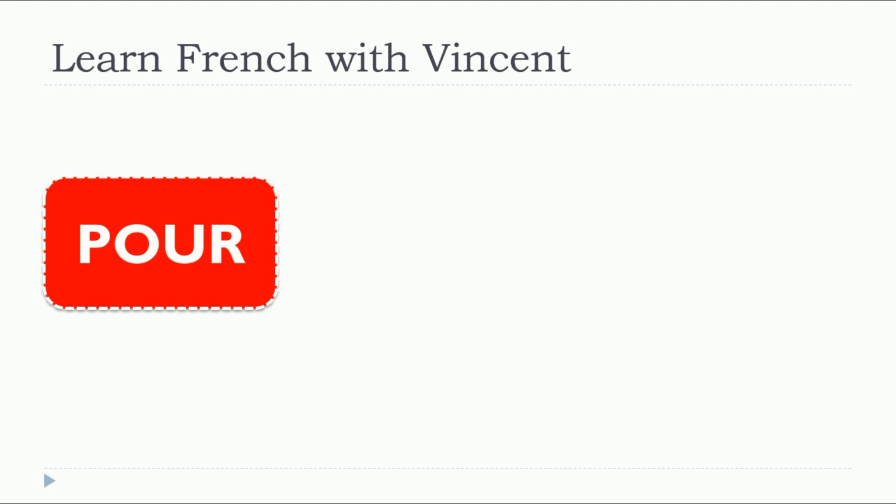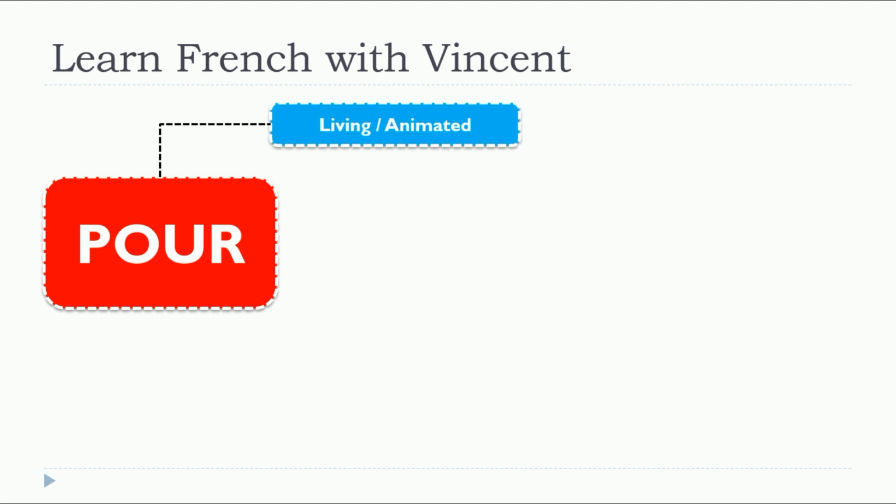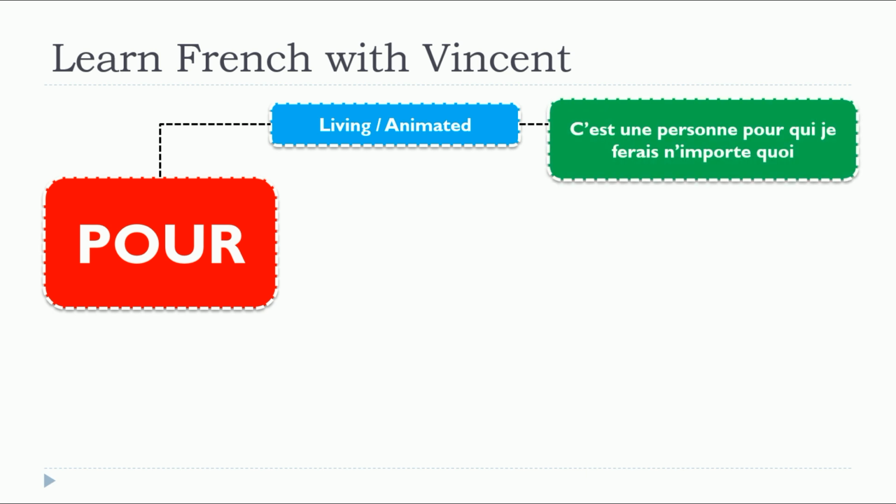So pour will be, of course, the preposition of this lesson. We'll have, in fact, three different cases with pour. The first one will be if we want to combine it with a living or animated thing. So it will be like that. C'est une personne pour qui je ferai n'importe quoi.